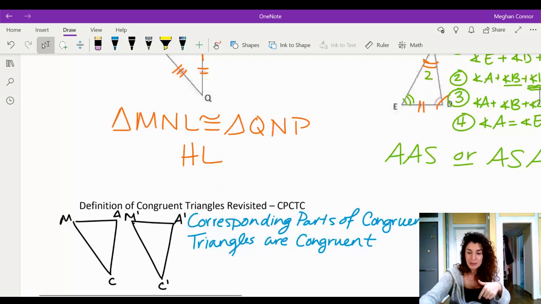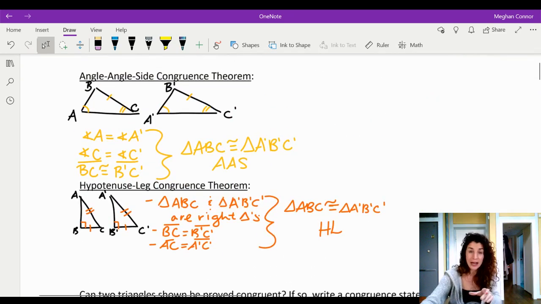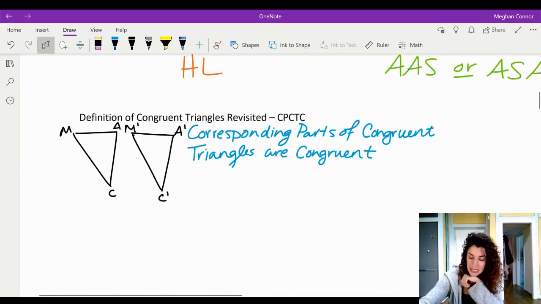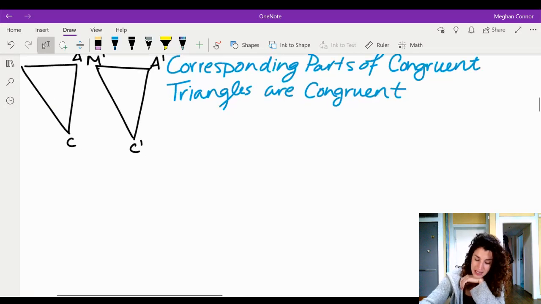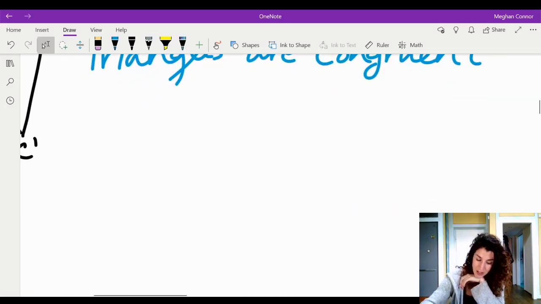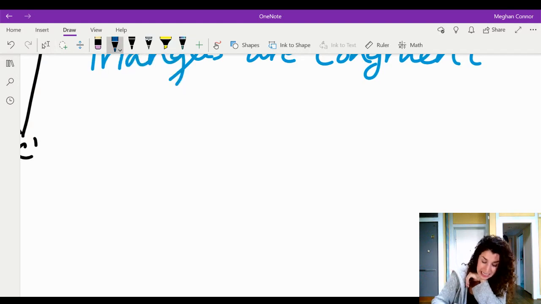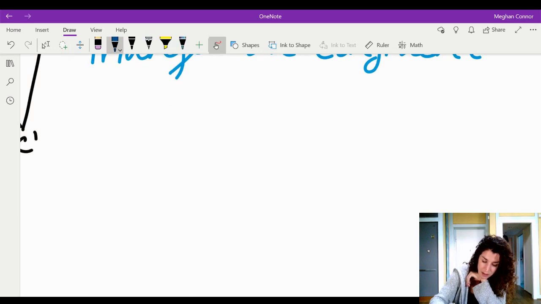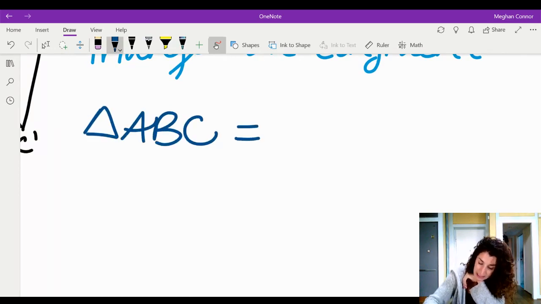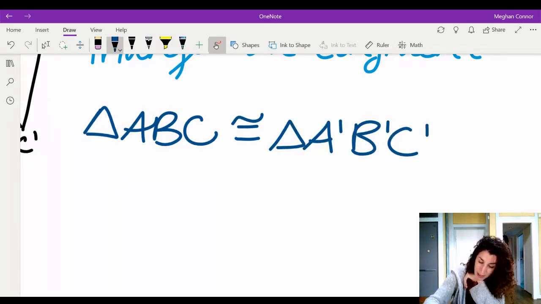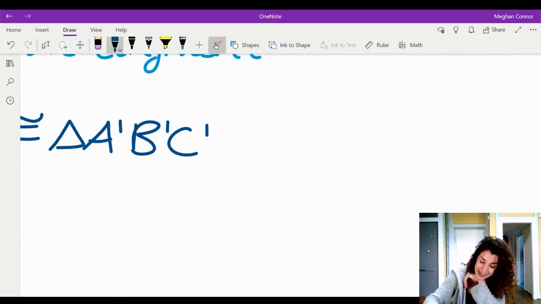Just like we've labeled up above with our triangle reasons, where first you have to state these 3 things, and then you can say this because of HL, right? So here below, we're going to do the same thing. First you need to state in your proof that triangle ABC is congruent to triangle A prime, B prime, C prime.